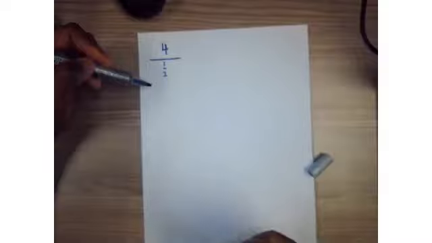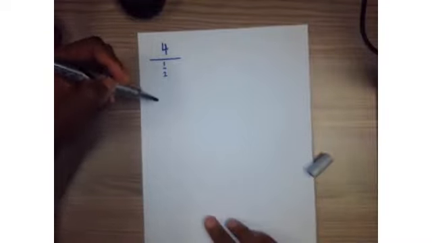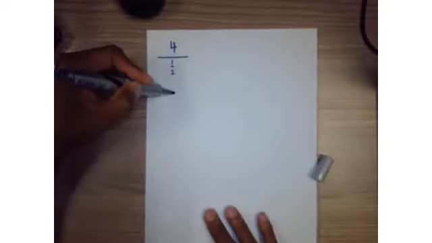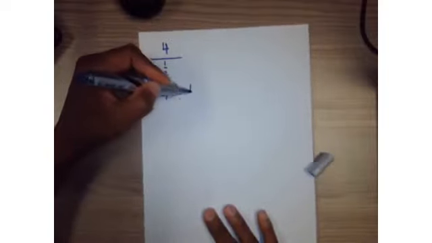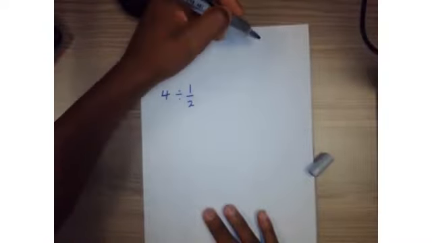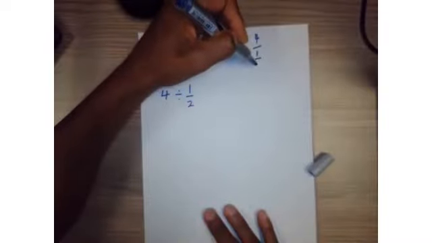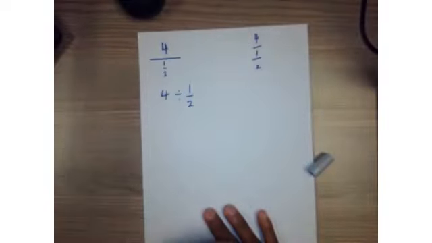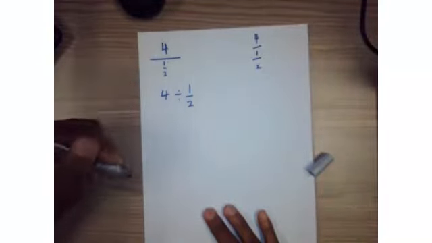But any number is that number divided by 1. So basically you have 4 all divided by half, right? Don't confuse it with 4 divided by half divided by 2, right? We'll come back to that one, but look at the distinction here.